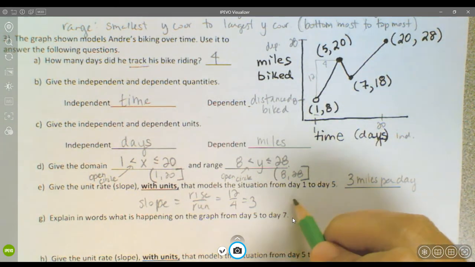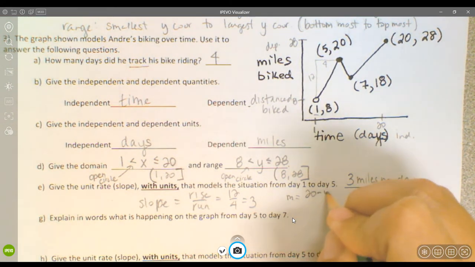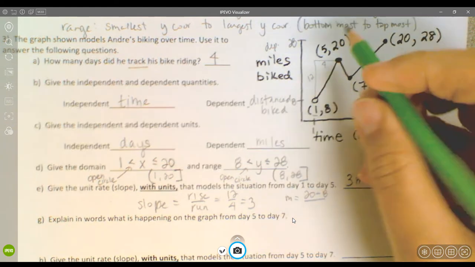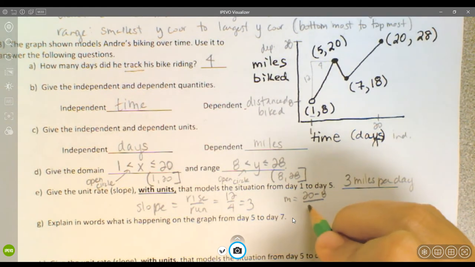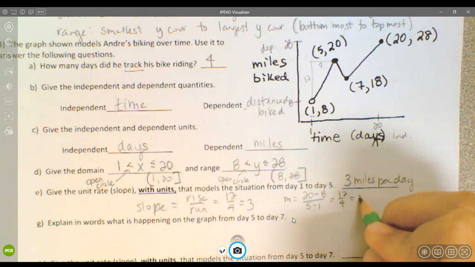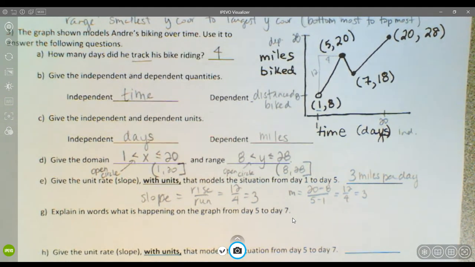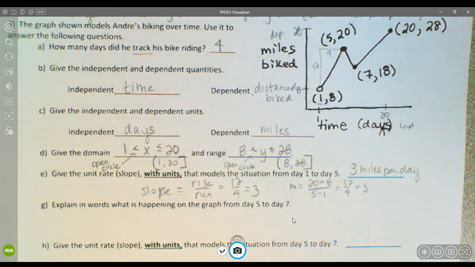So for those that need the slope formula, we're going to take 20 minus 8, because I'm doing this mainly for me, and then 5 minus 1, 12 divided by 4 is 3. Most people can't look at graphs. Most people is me. I need a formula to help me.